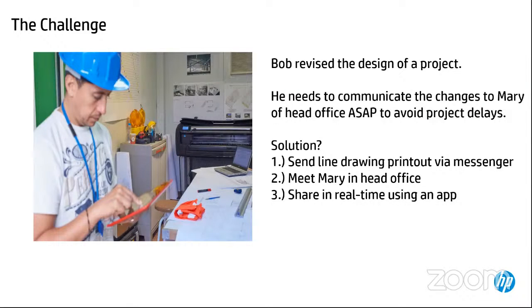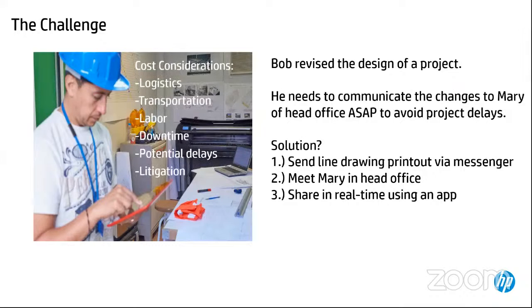What are his options? Option number one is to send a hard copy of the design via the company messenger. Option number two is to personally go to the head office in order to share the hard copy and continue the discussion there. And option number three is to share the revised design in real time using an app. So with solutions number one or number two, Bob has to consider cost and time constraints. What are these?